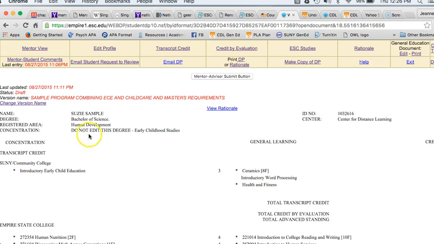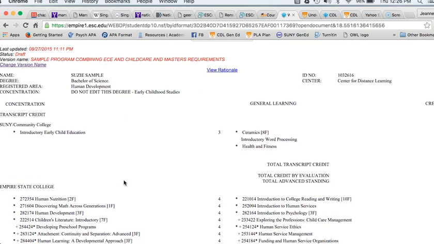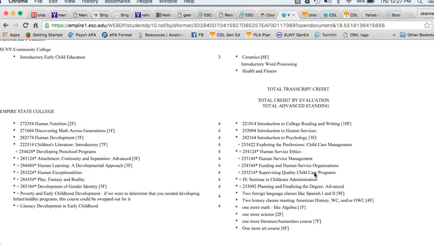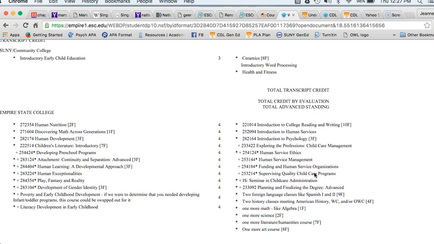So that's that explained. Right here, obviously, your registered area. This one is human development with a concentration of early childhood studies. So on this one, you see the transferred credit here. And notice this number right here, this 8F. 8 is the general education area it meets, which I know to be art. And F means it meets it fully. If there's a P there, it means it's partial. If you have 2 classes that meet an area partially, you should be covered as long as it totals 3 credits. So you need 3 credits to minimally meet in a general education area.